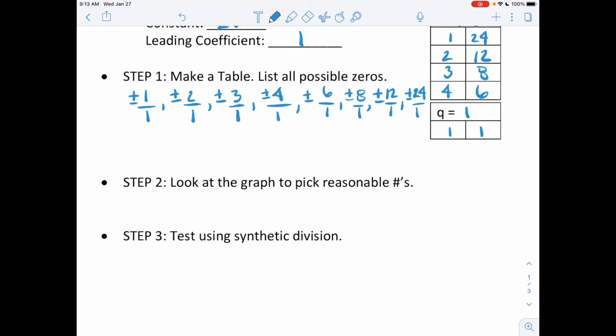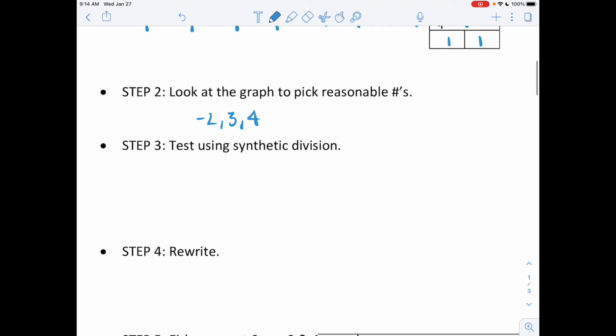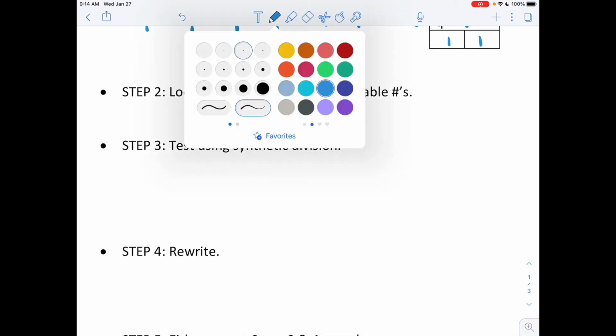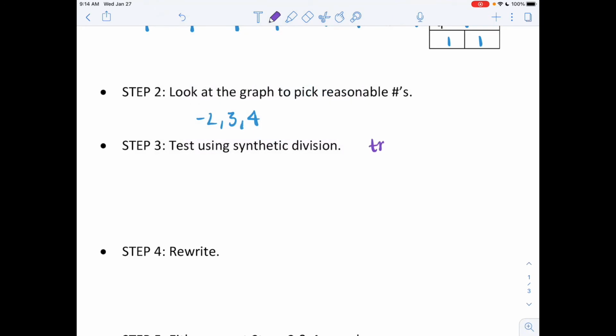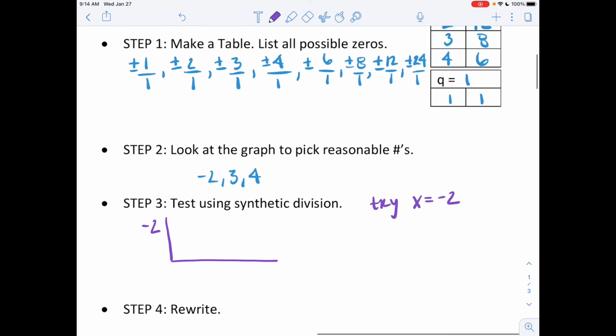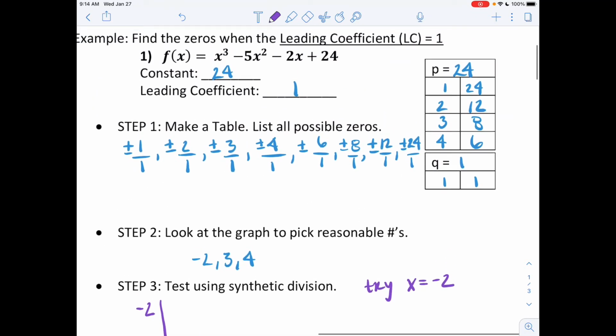Here we are in step 2, and by looking at the graph, we know that negative 2, 3, and 4 should be our zeros, but we need to prove it. So we will pick one of these and use synthetic division to prove that it's a solution. Let's do negative 2, so x equals negative 2. I want to set up synthetic division. Remember, what I'm looking for is a remainder of 0.